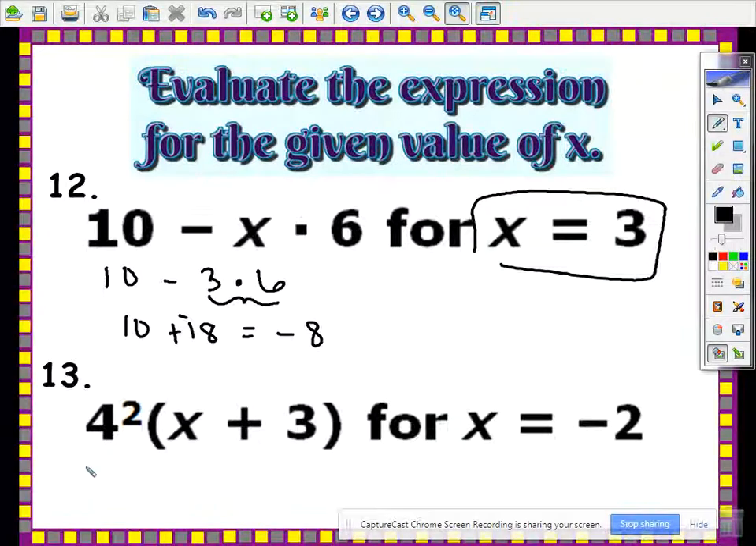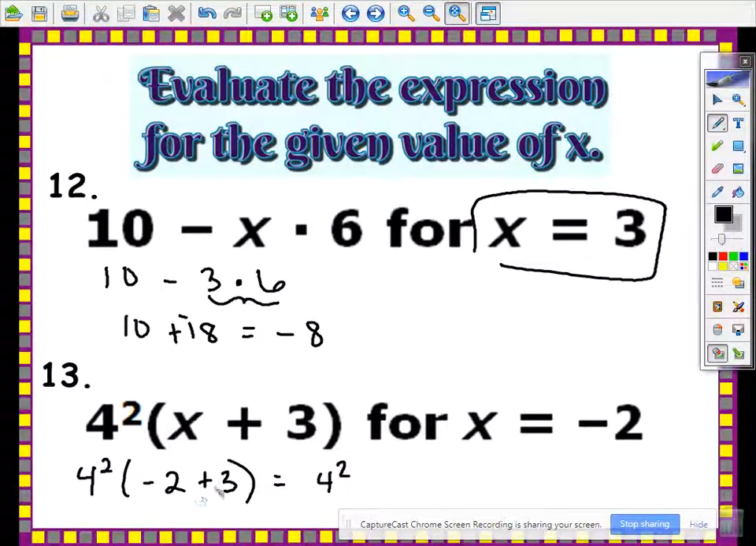All right, so here we're going to plug in. We have 4 squared on the outside. We're putting a negative 2 in for the x. We're going to substitute that there. And now we're going to follow our order of operations. We're going to do inside the parentheses first. So we're going to keep 4 squared out there.